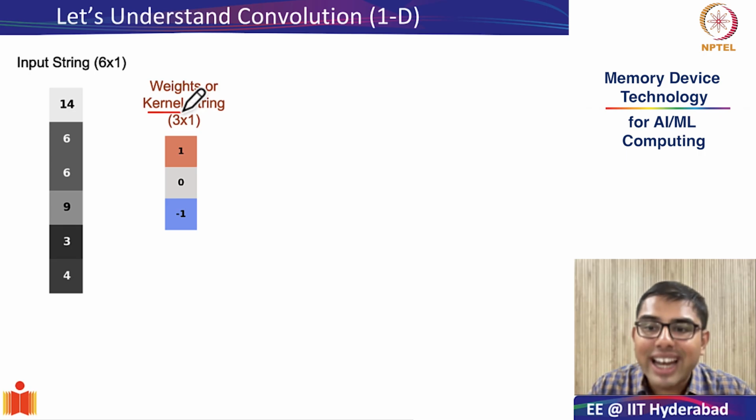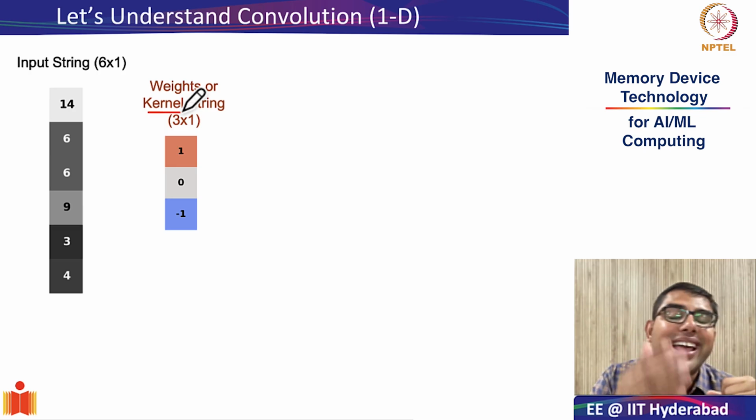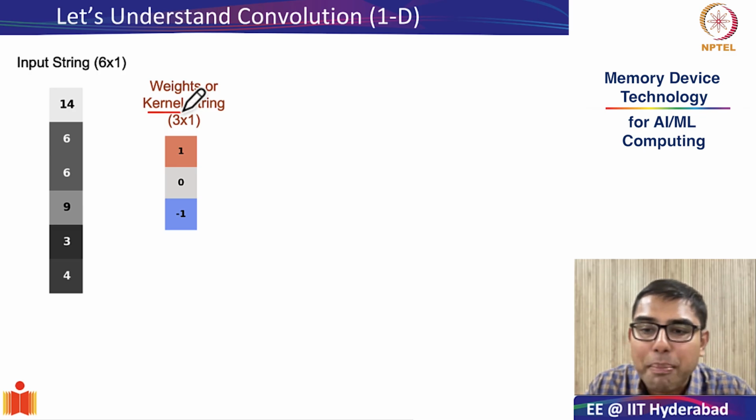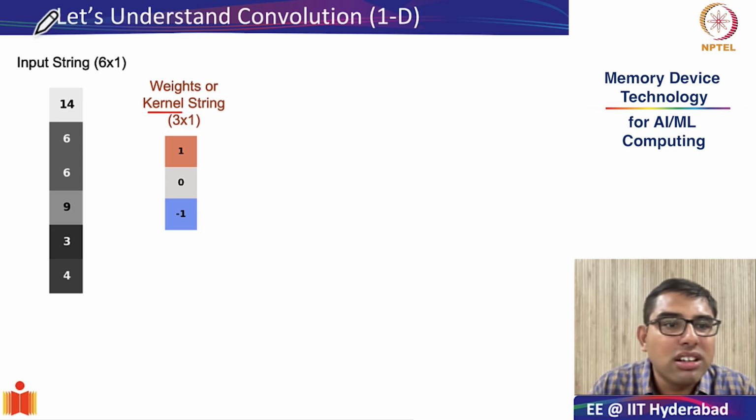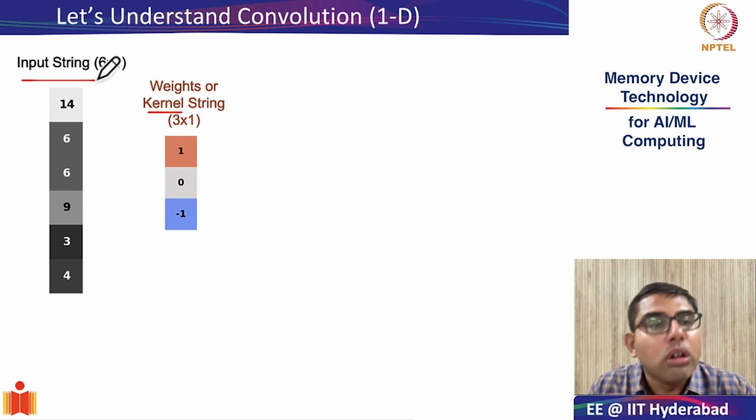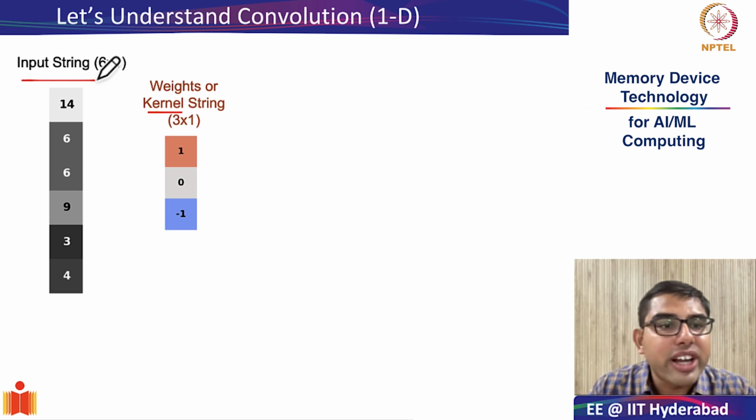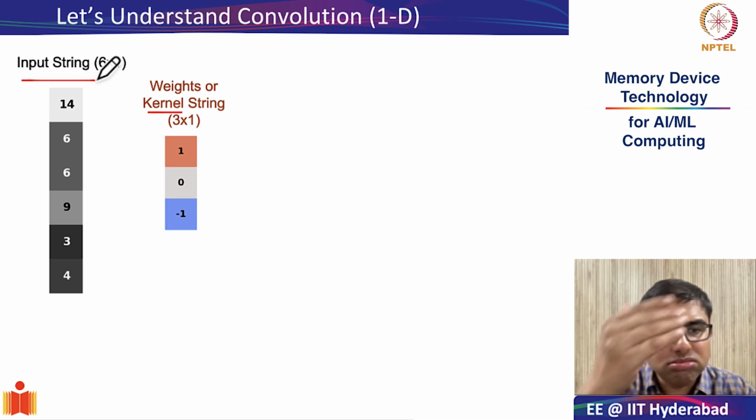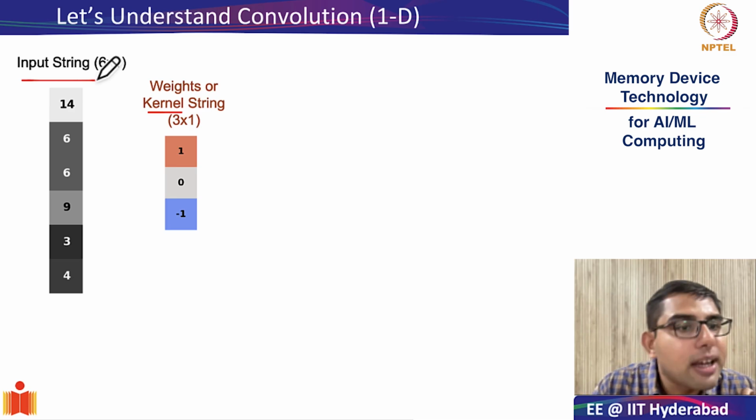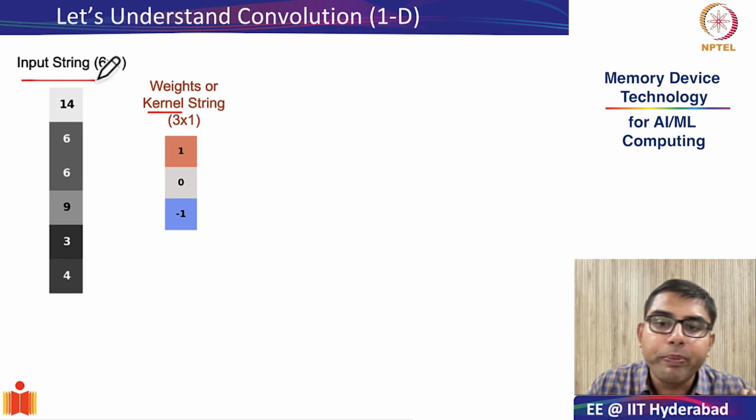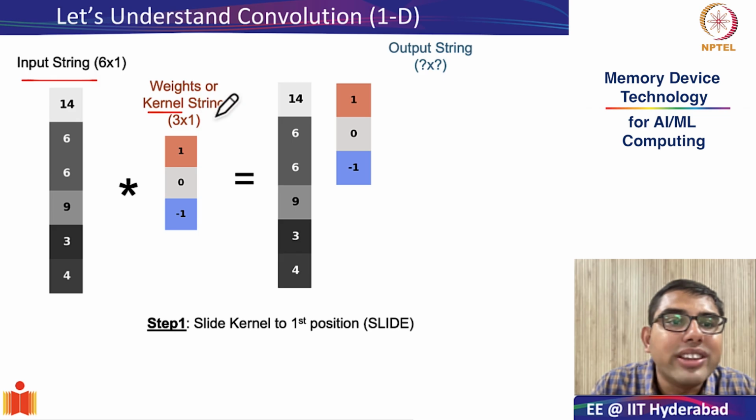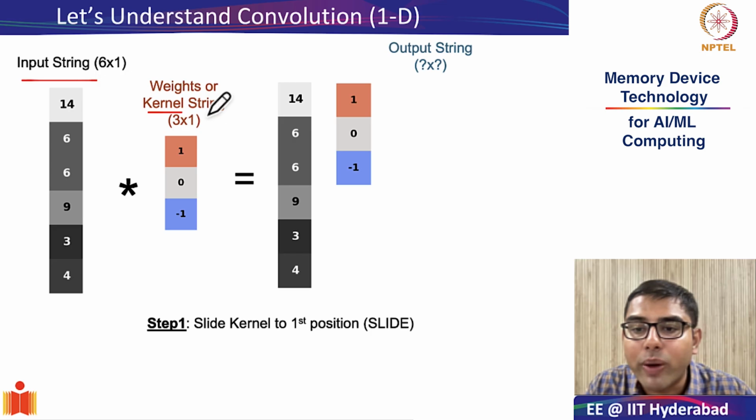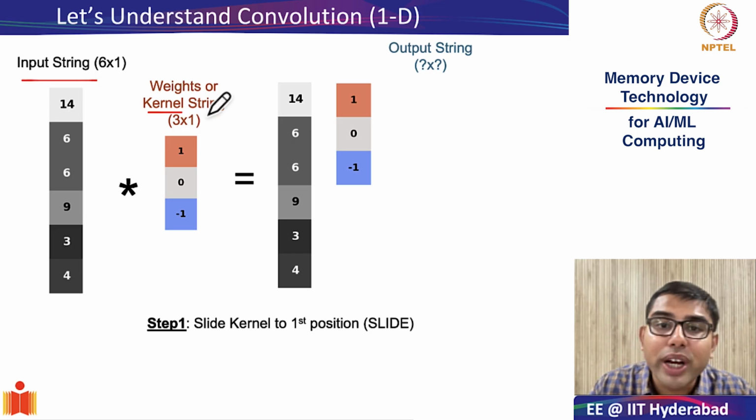To make things simple, let's first start with a one-dimensional example. In this one-dimensional example, instead of having an image, I have taken a 1D matrix, which is nothing but a string. So, in our case, we have a one-dimensional input string, which is 6 cross 1. There are a bunch of numbers that I have randomly taken from 0 to 14. We will do a convolution operation with something called the kernel, which is a string with dimension 3 cross 1. So let us see how this convolution operation happens.